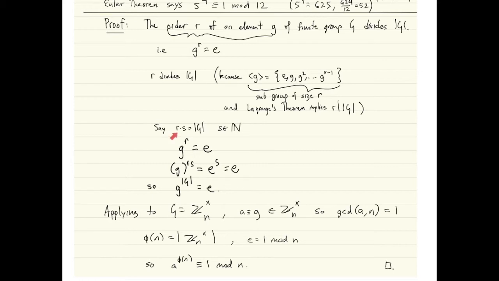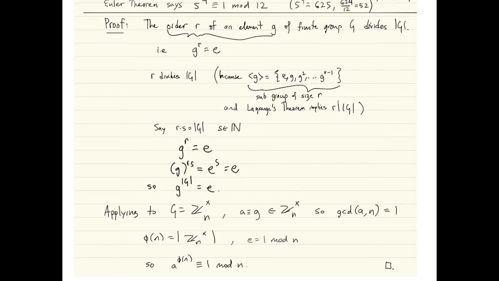And so say r times s is equal to the order of G for some integer s. Basically, s is equal to the order of G divided by r. So starting from this fact that g to the r is equal to e, raising both sides of this equation to the s power, we get g to the r times s is equal to e to the s. Now e to the s is just the identity element, and so since r times s is the order of G, we get g to the order of the group is the identity element.